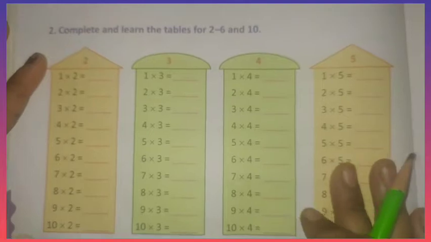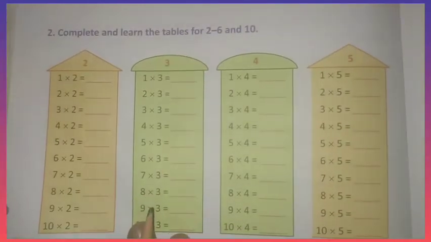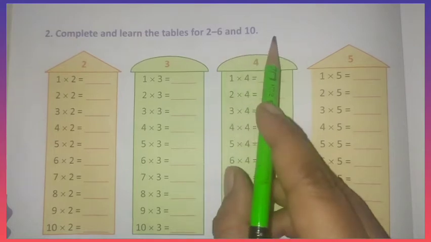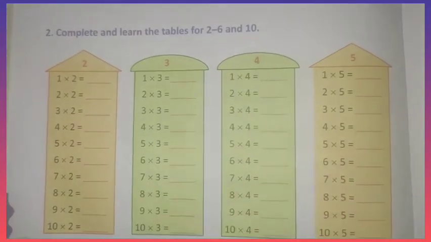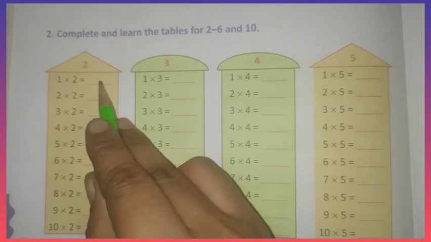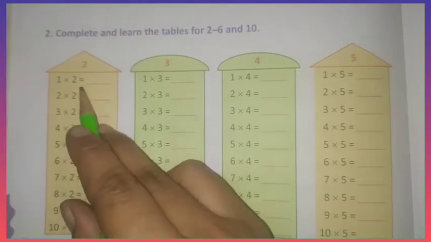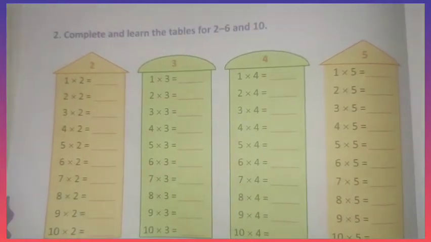Okay, next bit. Look at the second bit. Complete it and learn the tables for 2 to 6 and the 10 table. I think you already know these tables. 1 2 is 2, 2 2s are 4, 3 2s are 6, 4 2s are 8. Means we are adding repeatedly.